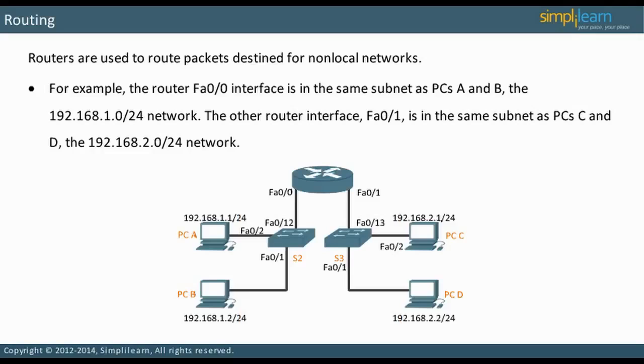The router FA0/0 interface is in the same subnet as PCs A and B, the 192.168.1.0/24 network. The other router interface, FA0/1, is in the same subnet as PCs C and D, the 192.168.2.0/24 network. This brings up an important point. Each router interface is in a different subnet. Let us continue our discussion on routing in the next slide.